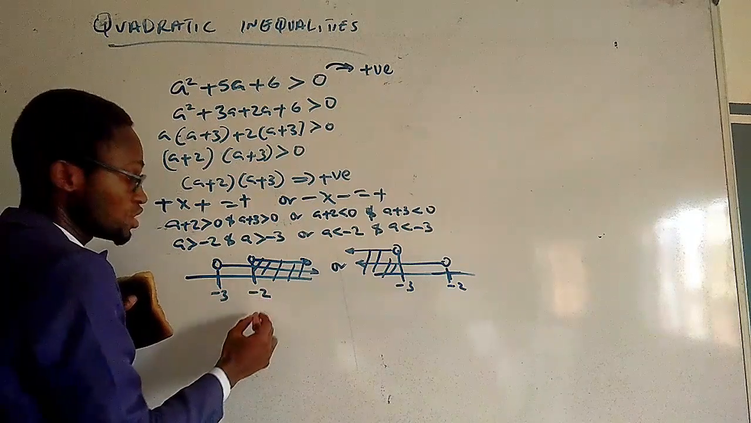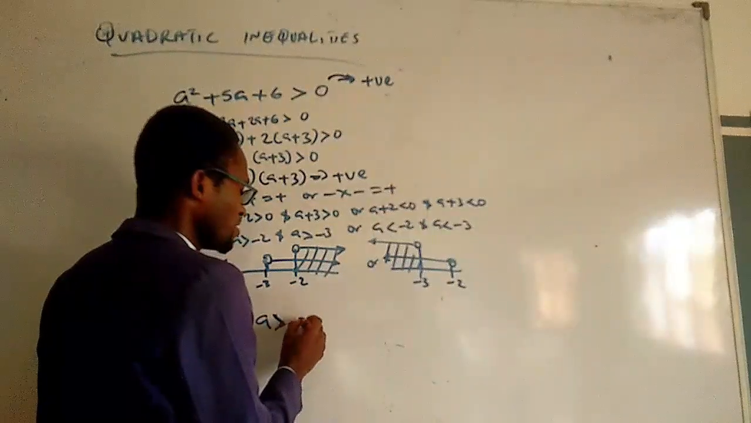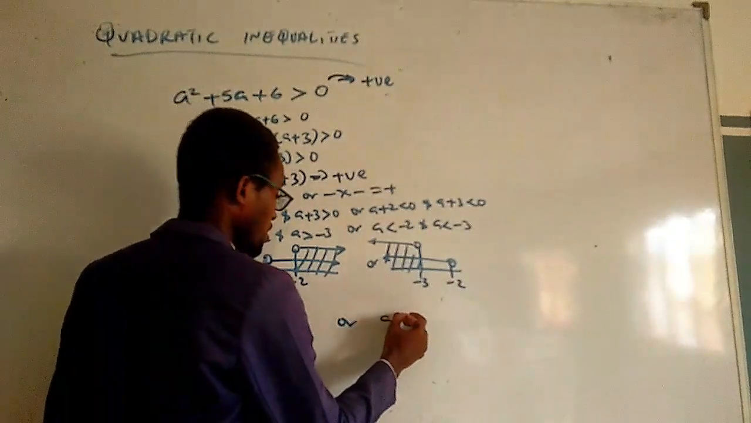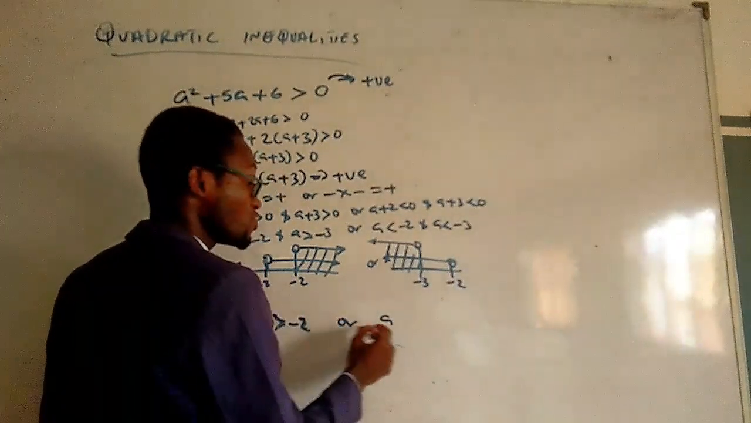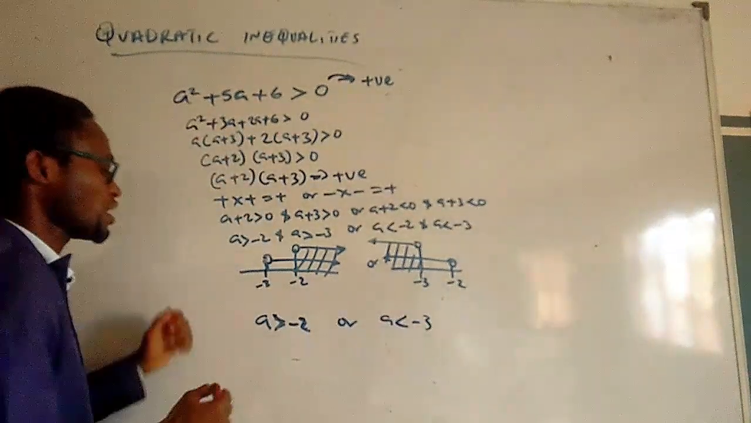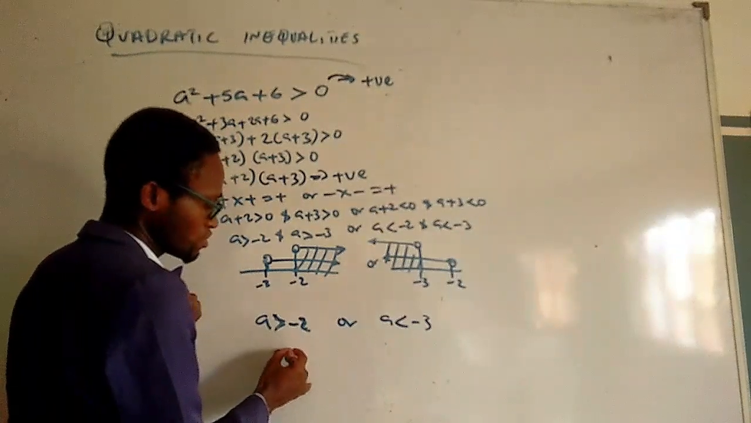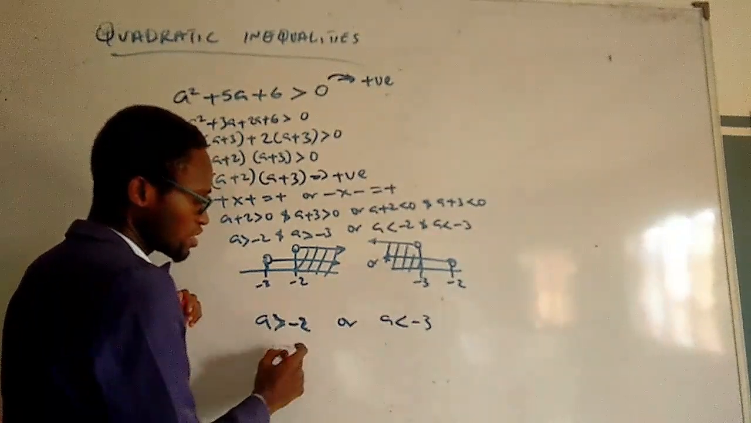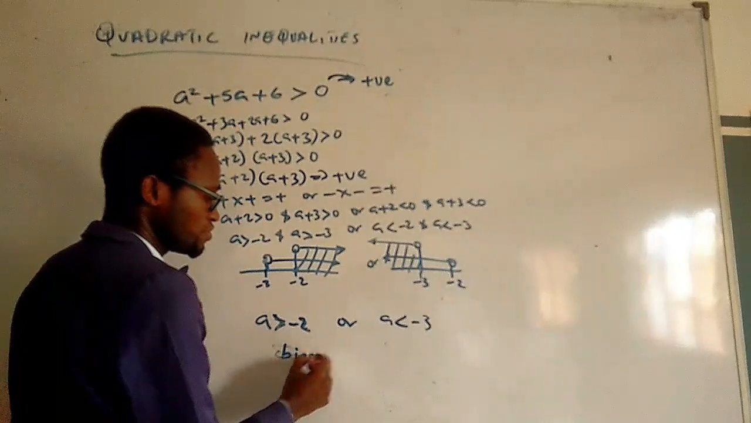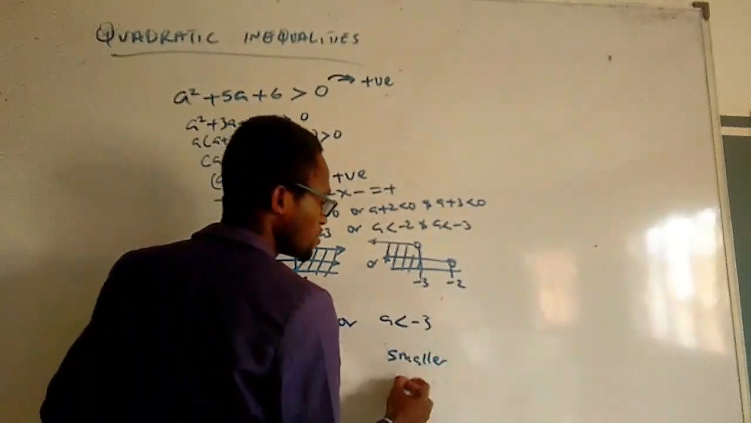So what is the solution here? A is what? Greater. A less than minus 2, or what? A greater than minus 2 or a less than minus 3. Now from this place you notice something: this is actually what? The smaller root. This is actually the bigger root. And this is what? The smaller root.